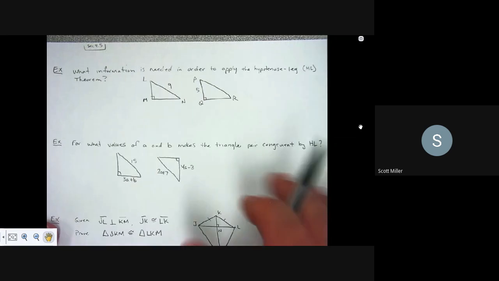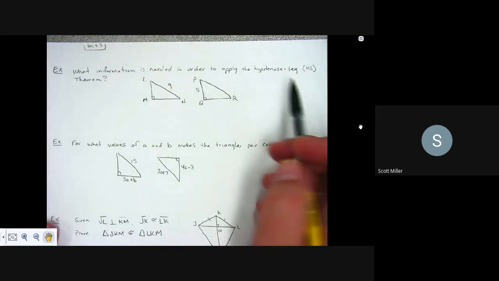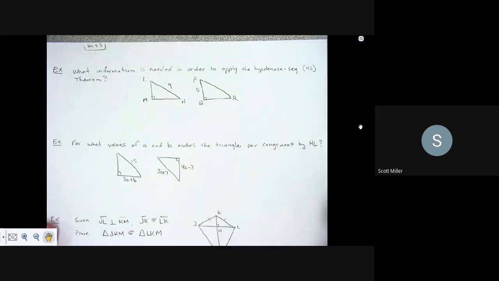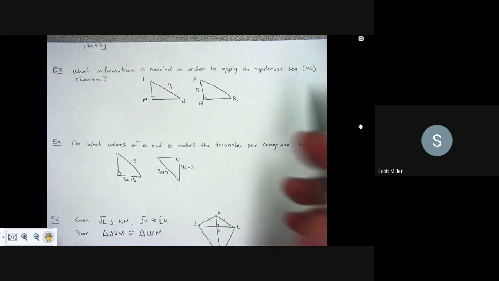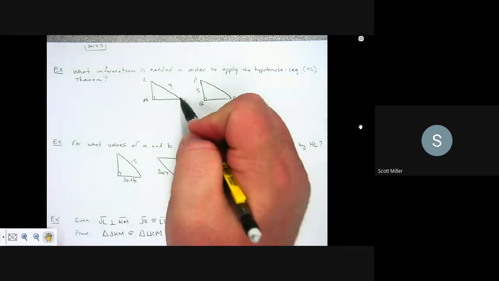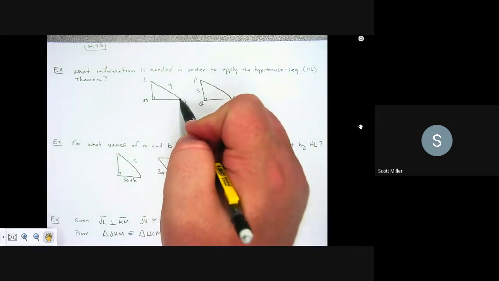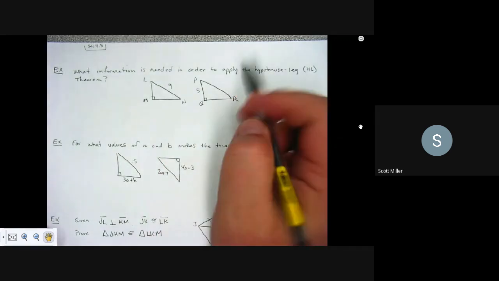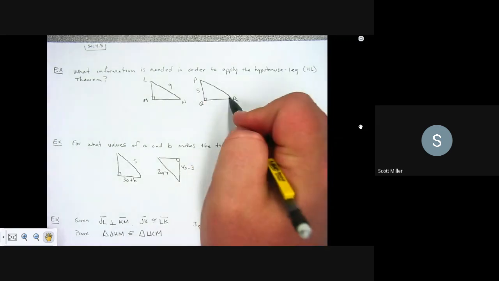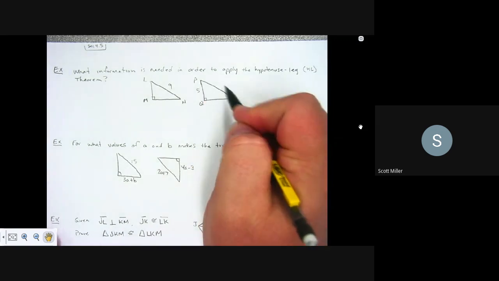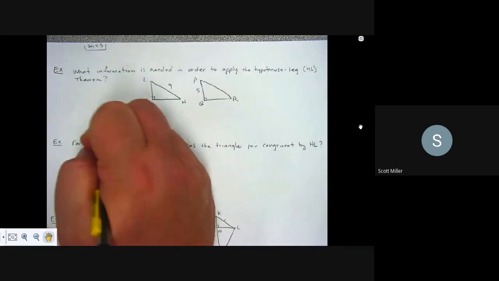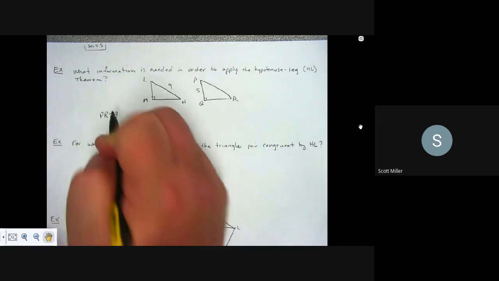What information is needed in order to apply the hypotenuse leg theorem based off of what I have shown here? Okay, so here we want to identify what is needed to show this. Well, the hypotenuse on this triangle is a 9. So to do hypotenuse leg, the hypotenuse on this triangle must be 9. So PR has to equal 9.